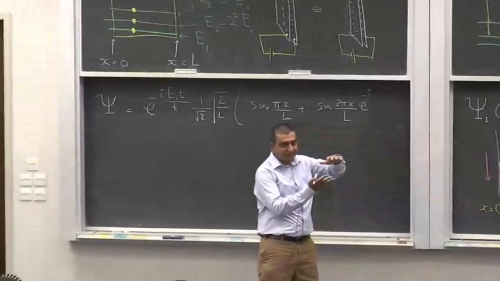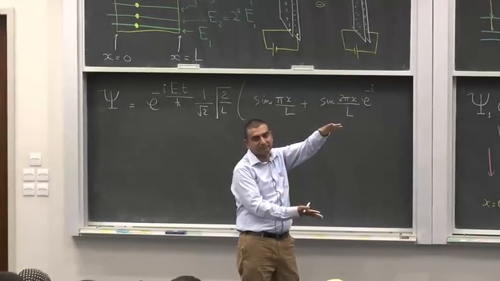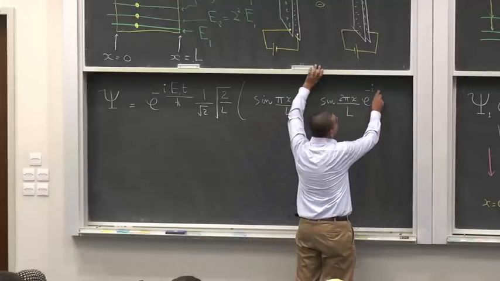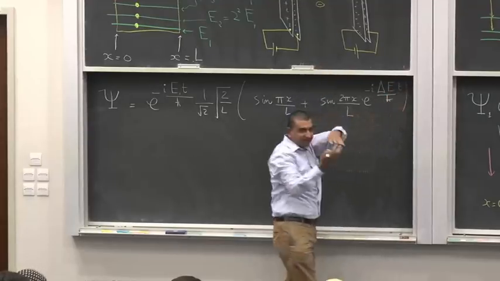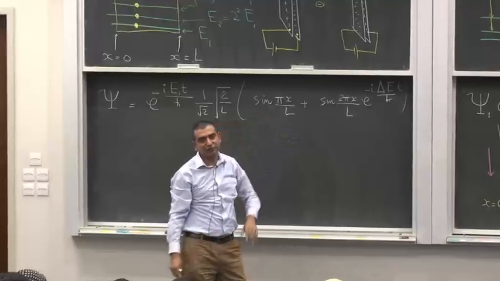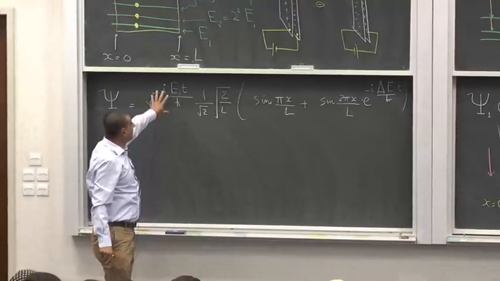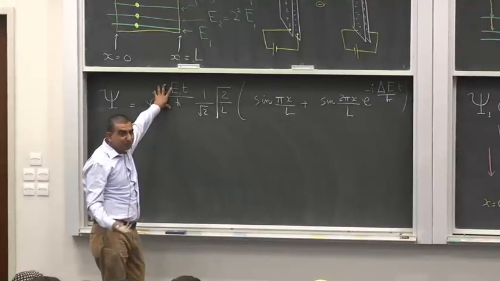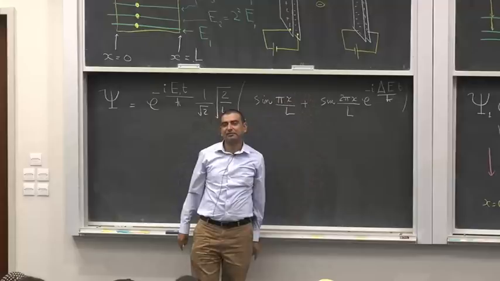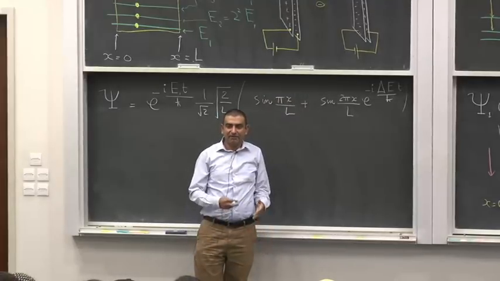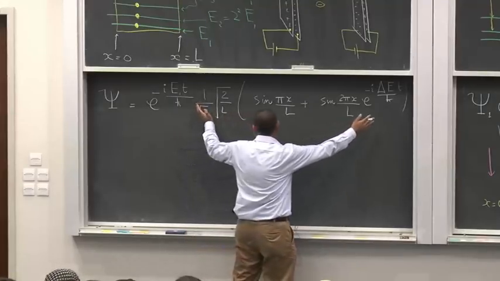So what's the difference between the first excited state and the ground state? It's 4E1 minus E1, 3E1. Instead of that 3E1, let me write delta E, which is the gap between the first excited state and the ground state. So this is my wave function. This is a global phase factor, it doesn't really matter when I compute probability densities. So I need to compute the complex conjugate of this factor, and then I will find the probability density function.